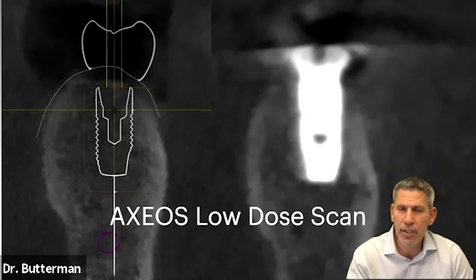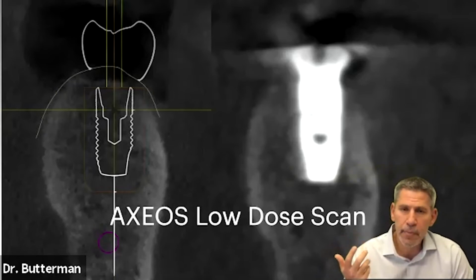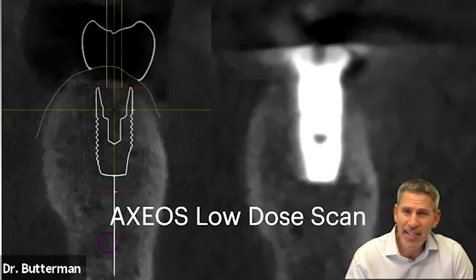So one of the things I like to do, and I mentioned earlier, whenever I do a root canal, whenever I place an implant, I just don't take a 2D image anymore, because an Axeos low-dose scan has about the same amount of radiation as a 2D image, and it gives me much more information. I can see stuff like this.